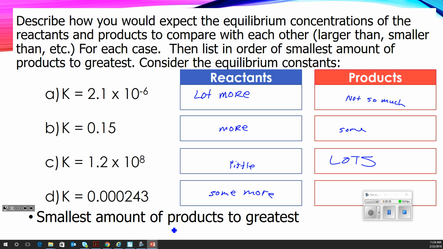So now I need to take those and arrange them. Which one had the smallest amount of product? A. Okay, so A had the smallest. Then what came next?